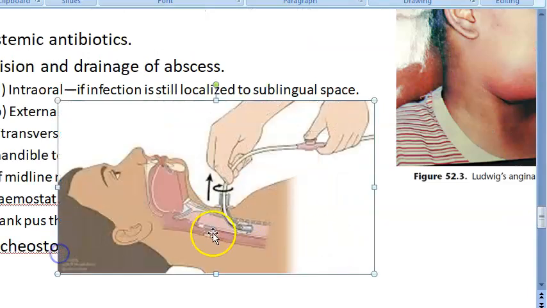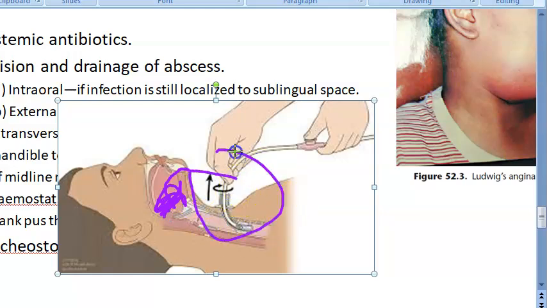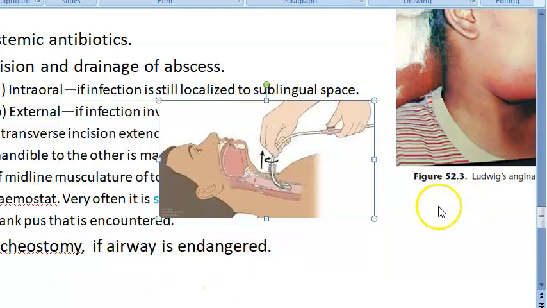Tracheostomy they will do if airway is endangered. When will they do that? If the tongue is pushed upward and backward and this person is choking, if there is airway threatened, then they will do this tracheostomy. Airway management basically this is.